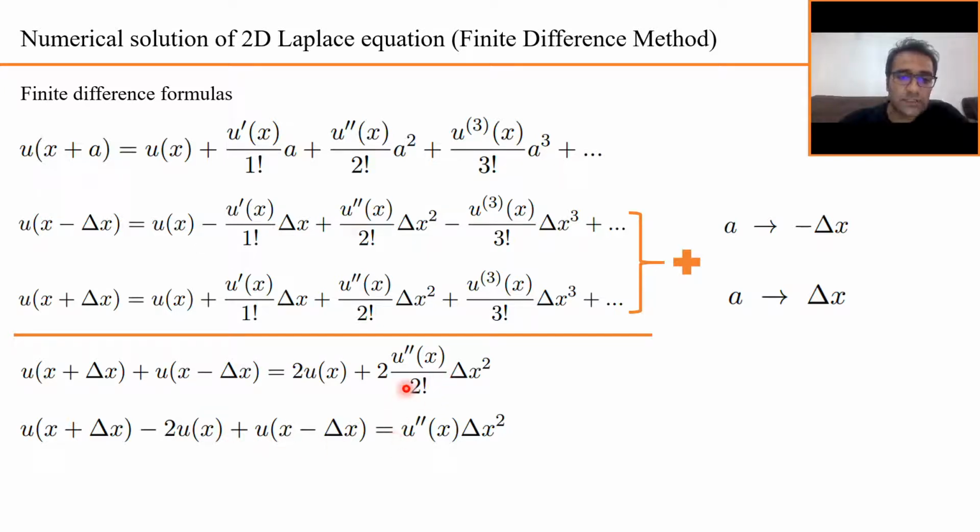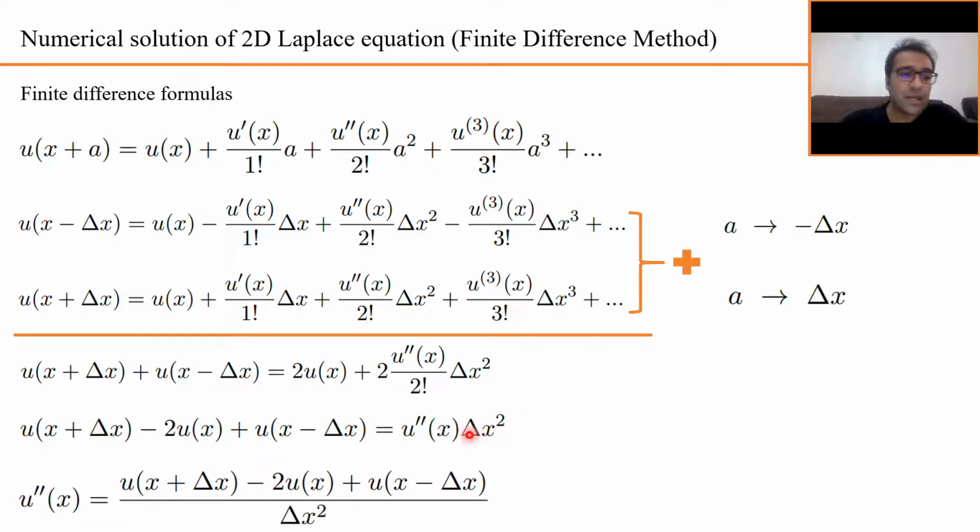These two cancel each other, and it will remain the second derivative multiplied by delta x squared. If I divide both sides of the function by delta x squared, I have the second derivative with this equation: u(x plus delta x) minus 2u(x) plus u(x minus delta x), divided by delta x squared. And this is the definition of the second order derivative in the finite difference method, right?